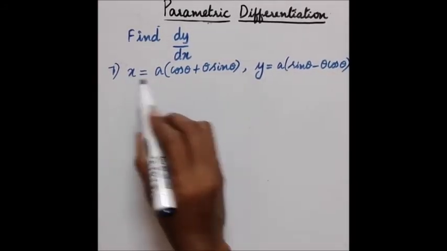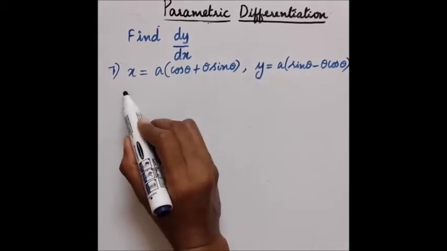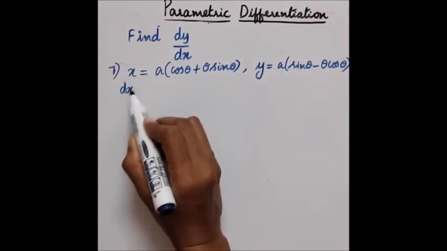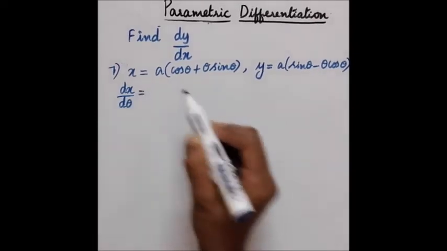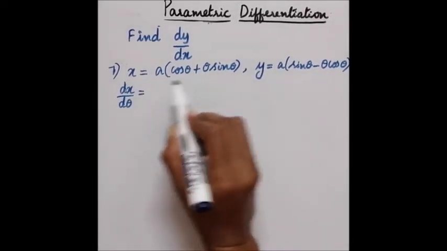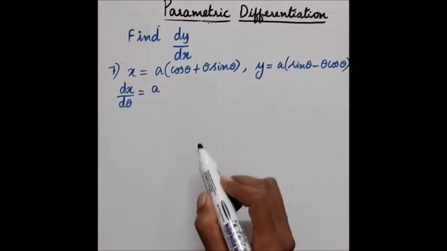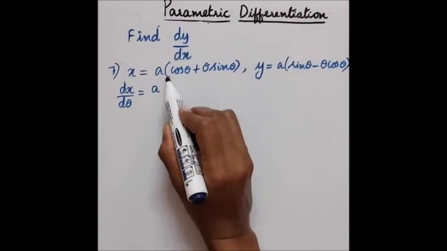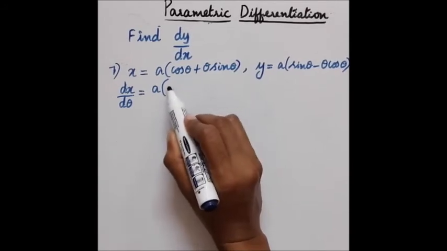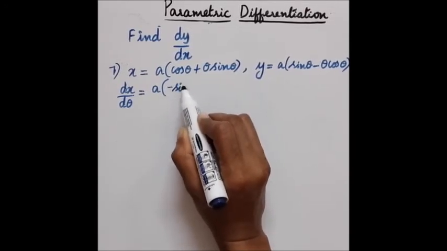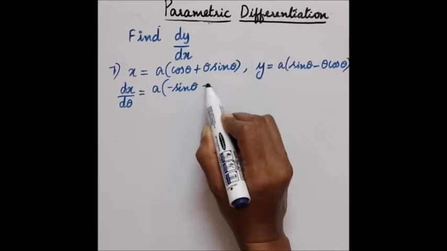So here both x and y are functions of theta. So differentiate them with respect to theta. So dx by d theta is constant into function. So write the constant as it is. Find the derivative of the function. Cos theta, whose derivative is minus sin theta, plus.